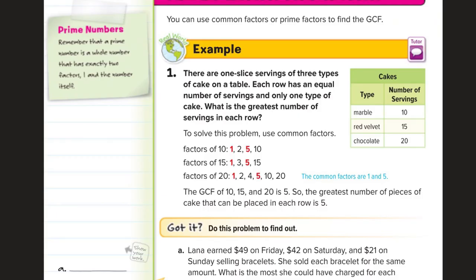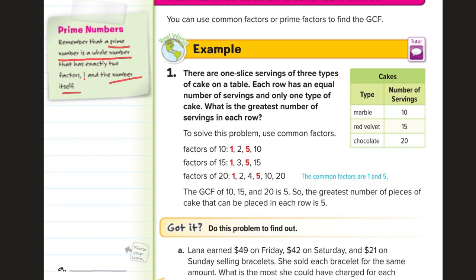Okay, so if I wanted to find the greatest common factor, you can use common factors or prime factors to find the GCF. So prime factors, a prime number is a whole number that has exactly two factors, 1 and itself.